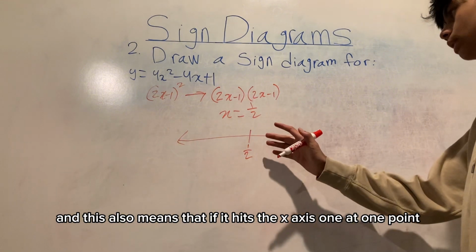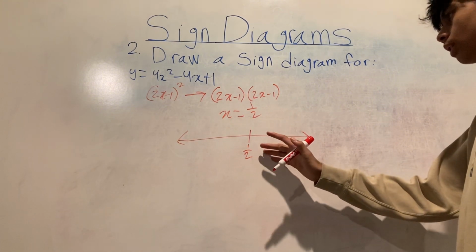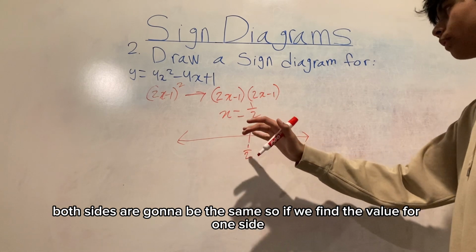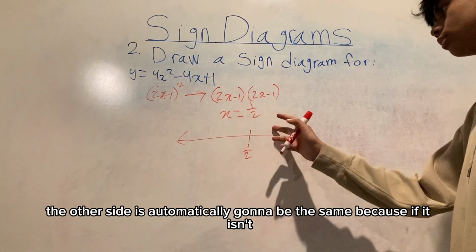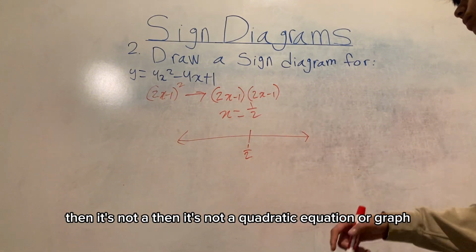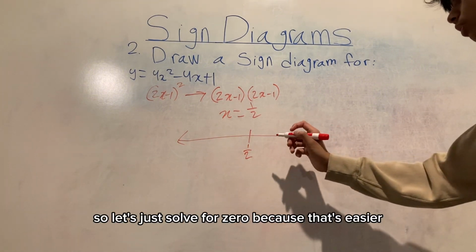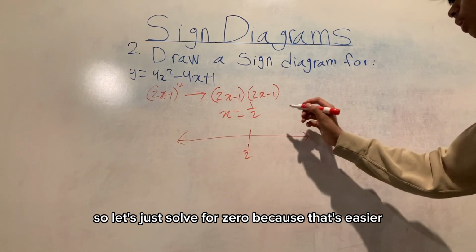And this also means that if it hits the x-axis at one point, both sides are going to be the same. So if we find the value for one side, the other side is automatically going to be the same. Because if it isn't, then it's not a quadratic equation or graph. So let's just solve for 0 because that's easier.